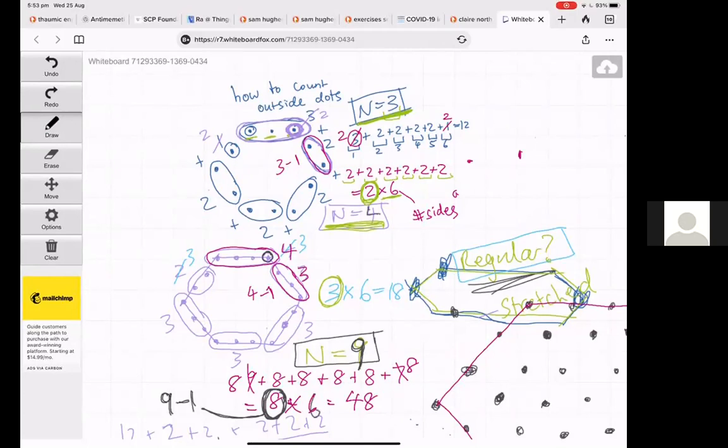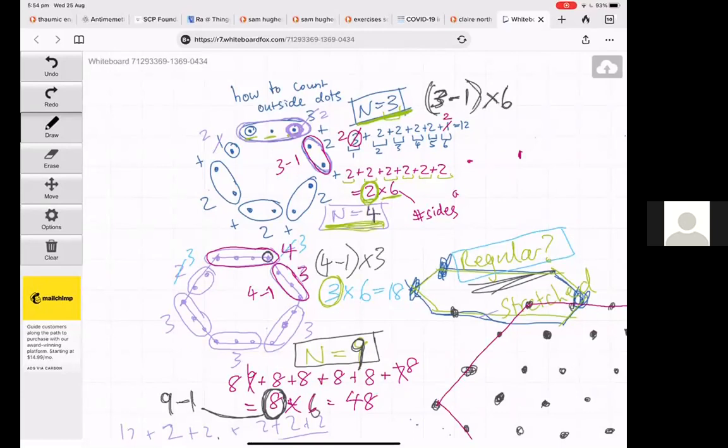And in the 4 case, we do 4 minus 1 times 3, right? Yeah. And in the 3 case, we do 3 minus 1 times 6, right? Yeah, that's 12. Yeah, so we always look at the number of dots on one side, which is 3 in this case. You subtract 1 and then you multiply that number by 6. That's how you do it, right?